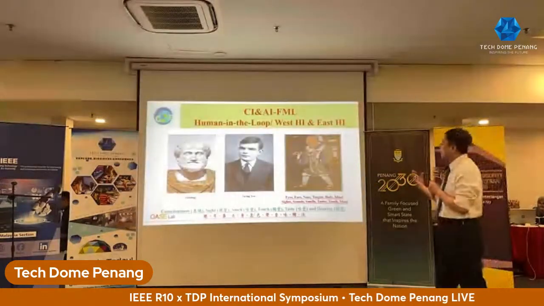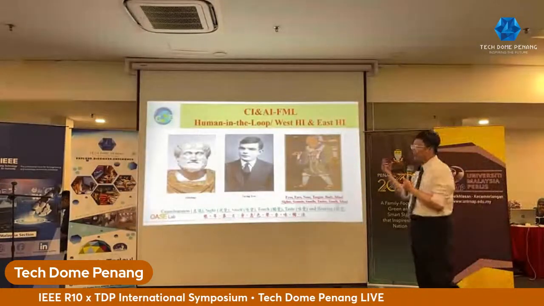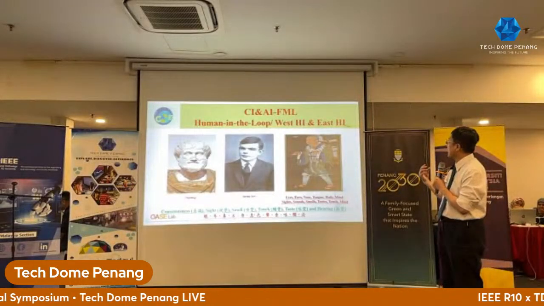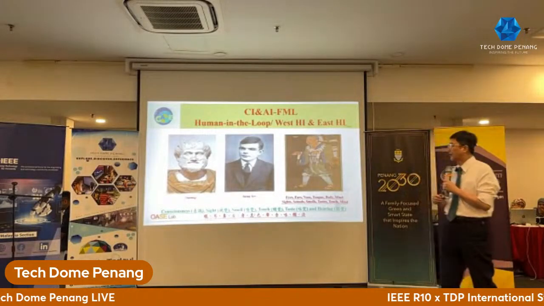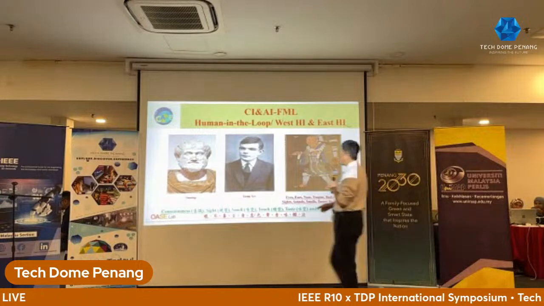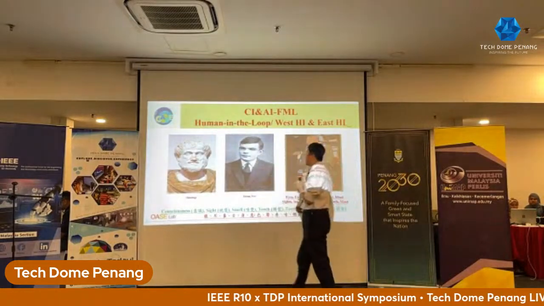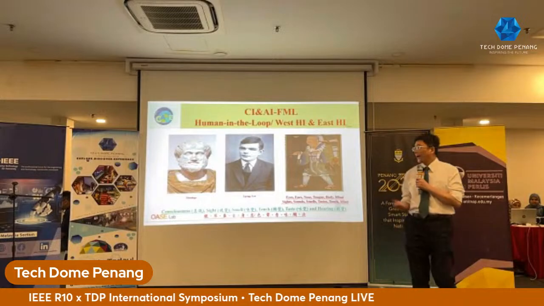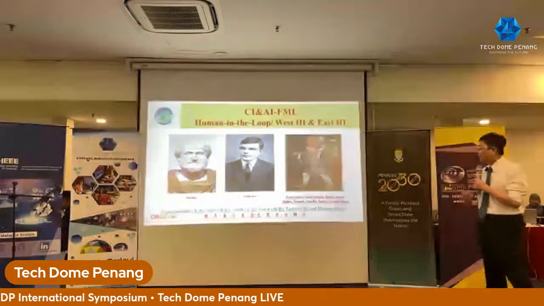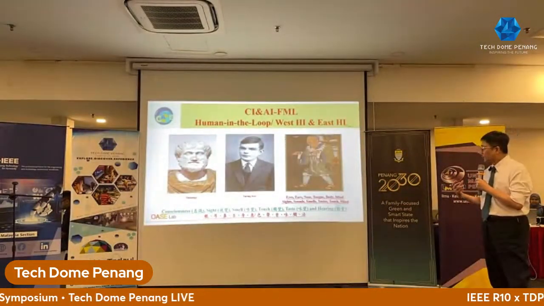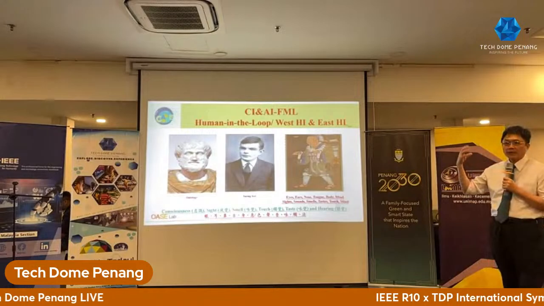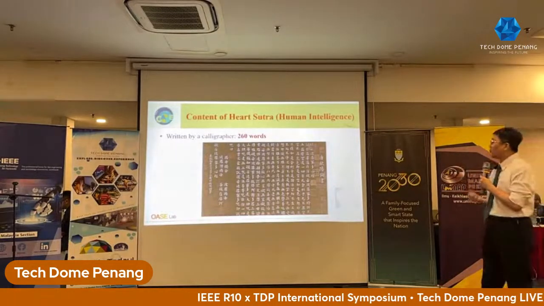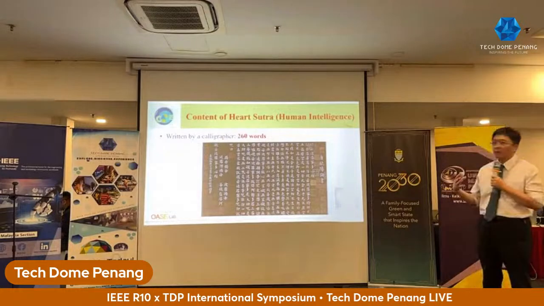We combine human in the loop to combine Western AI and HI with Eastern AI and HI together. As you know, the ontology is the language model, and Turing is the father of AI, and Xuanzang proposed an important concept for human intelligence. There are 260 words in the Heart Sutra.